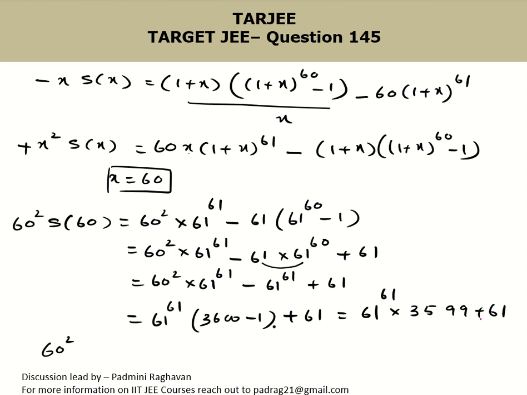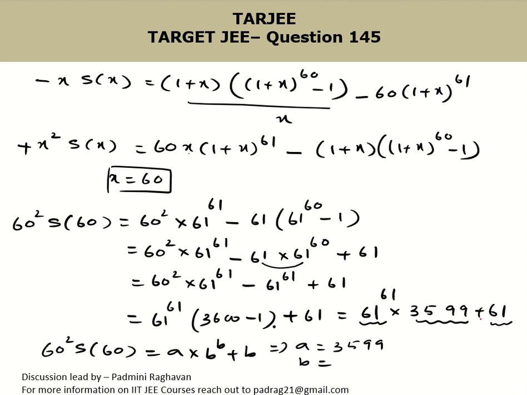What is the right hand side they have given? They have given 60 square times s of 60 is equal to some a times b power b plus b. So you can see there is a plus b here, a b power b here, and there is an a here. So we have identified that the value of a is 3599 and b is 61. The answer is to find a plus b. Let's add both. This is going to give me 3660. It's a numerical type question, and the answer is a relatively large number, 3660.